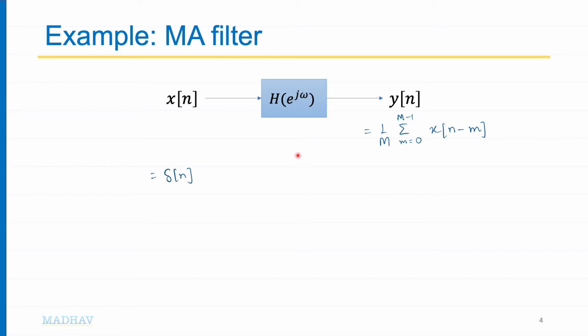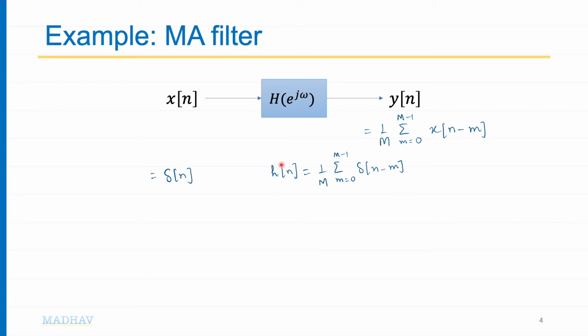But now, how do you find the impulse response of this system? The answer is just input an impulse and see what the response is. So let us say my x of n is an impulse signal. What is my y of n? That will be the corresponding impulse response. So my y of n, or h of n, is 1 upon M, summation over m equal to 0 to capital M minus 1. Instead of x, I will write delta. That's it. So this is the impulse response of this LTI system.